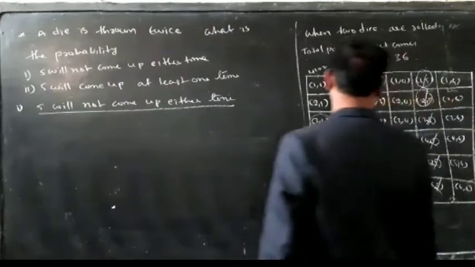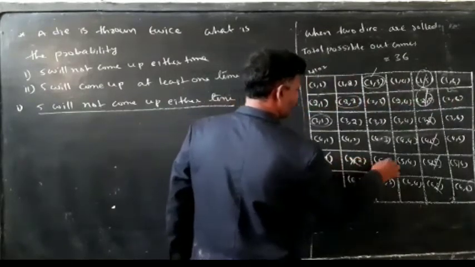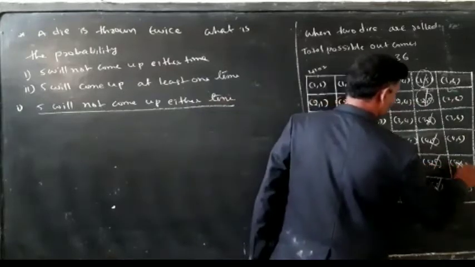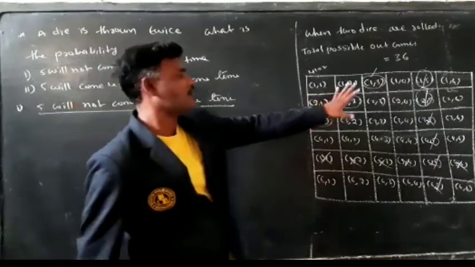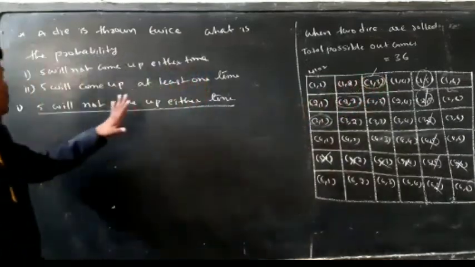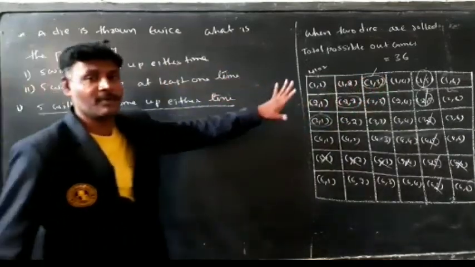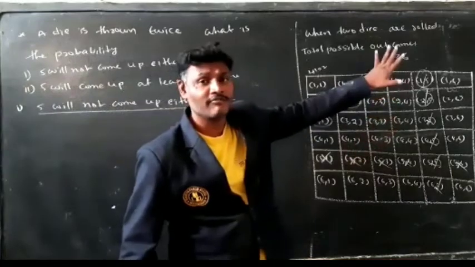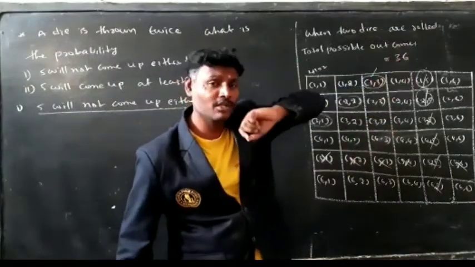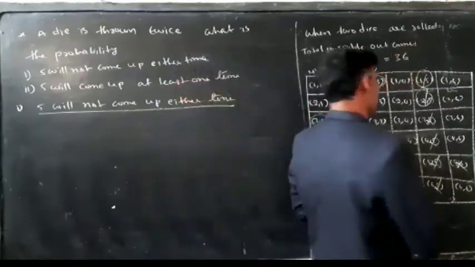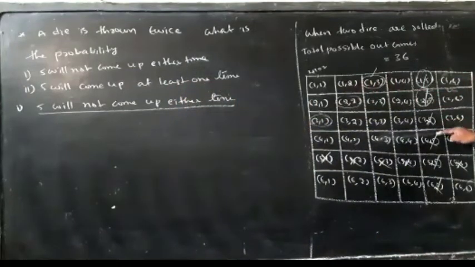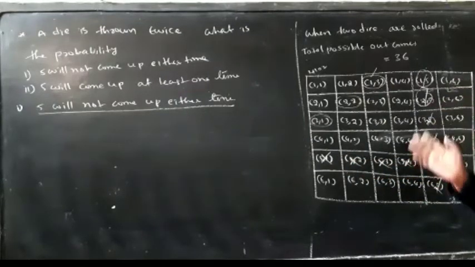And also 1 comma 5, 5 comma 1, 5 comma 2, 5 comma 3, 5 comma 4, 5 comma 5 and 5 comma 6. So here what do I want? 5 will not come up. It means from the pairs which are giving 5, remove all those pairs. After removing that, how many pairs are removed? 1, 2, 3, 4, 5, 6, 7, 8, 9, 10, 11. So 11 pairs are removed.